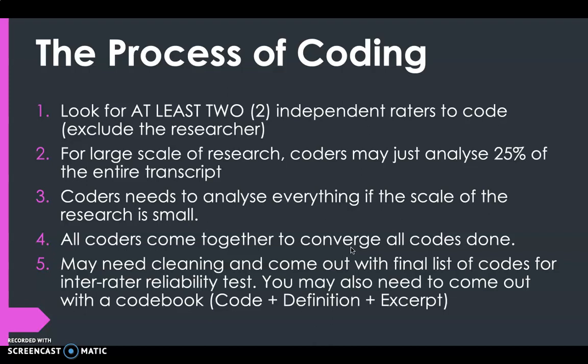Let's talk about the process of coding. How to actually start to have an interrater task? At first, you must look for at least 2 independent raters to code, excluding the researcher herself or himself. You have to find 2 persons that will code independently.